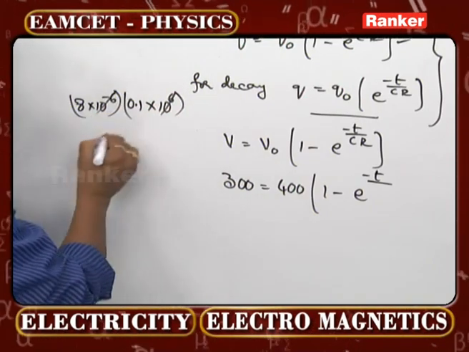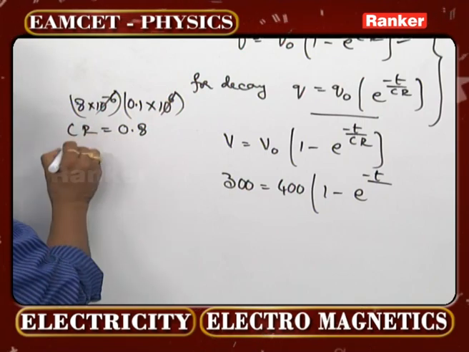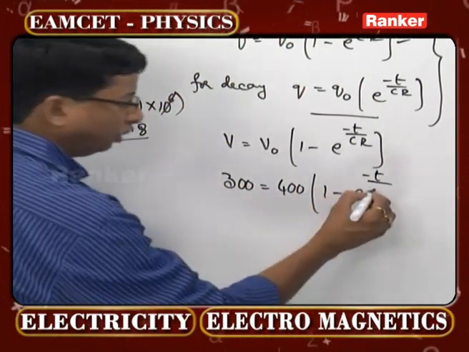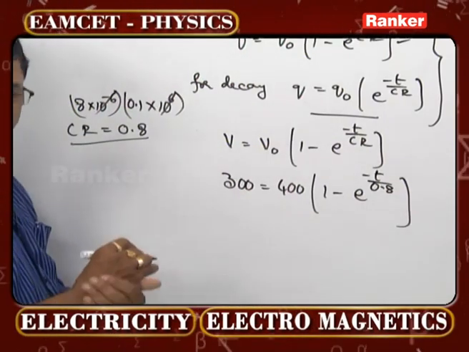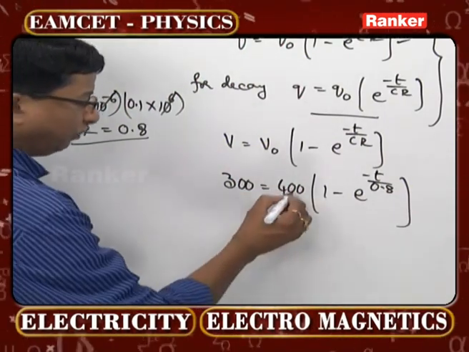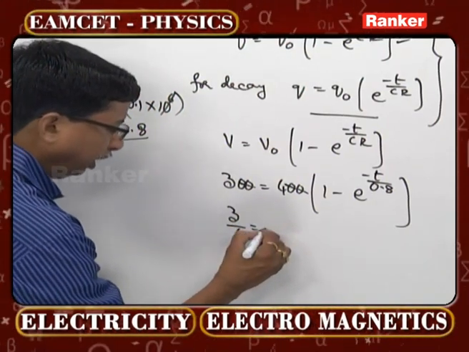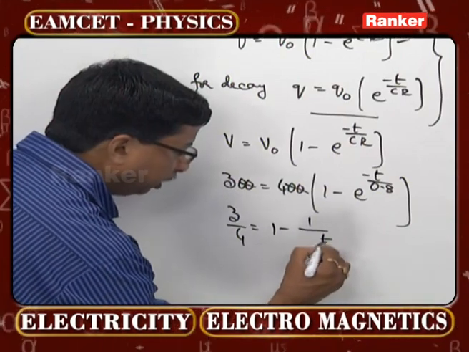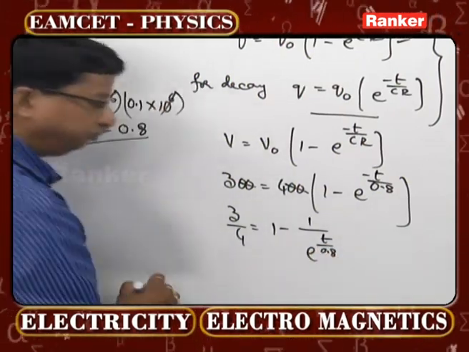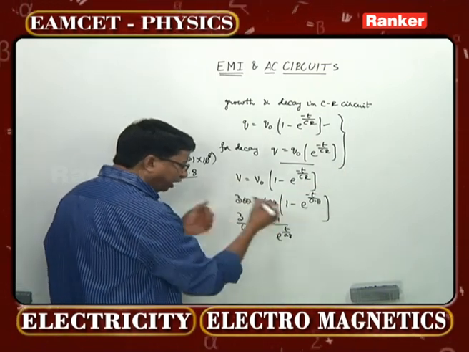So these two get cancelled. Are you not getting 0.8? The value of CR here, please? Write down the same value here as 0.8. I think this step is clear to all of you. Look at the next one. If you cut these two zeros, 3 by 4 is equal to 1 minus 1 by e power t by 0.8. I write this as e power minus t by 0.8, that is 1 by e power t by 0.8.